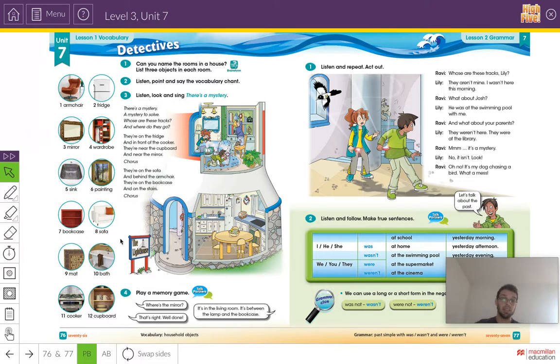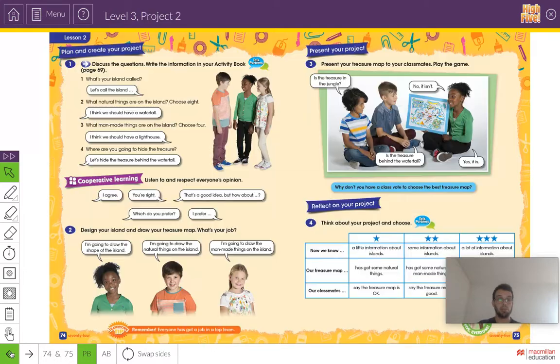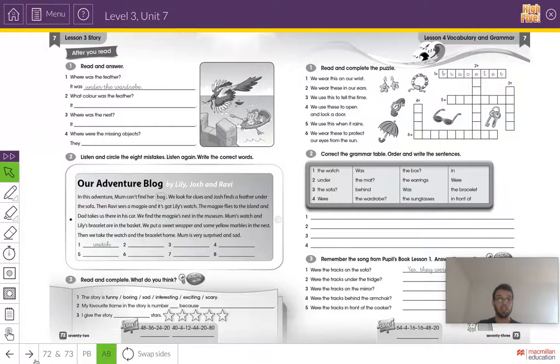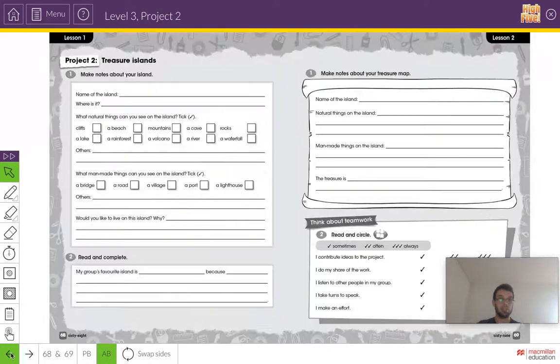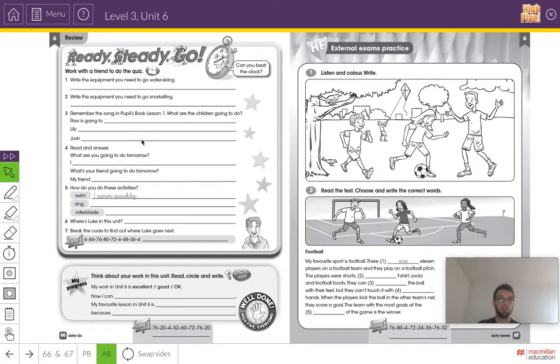Okay. In the next class, what we will do is we will probably, in the activity book, we need to see if we can do this review section. Okay, we'll do the review and we'll practice all the things from the last unit. Okay. Anyway, that's all for today.